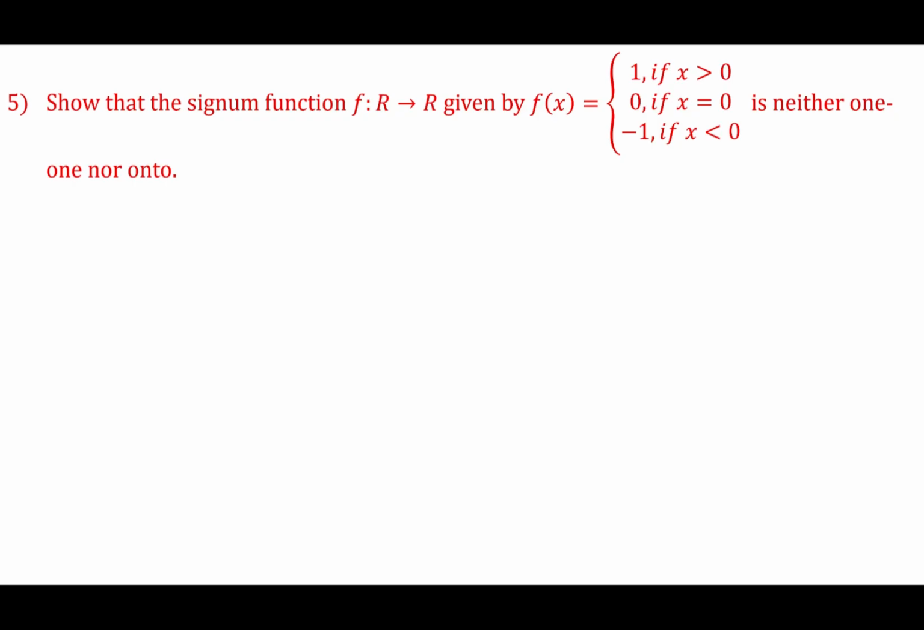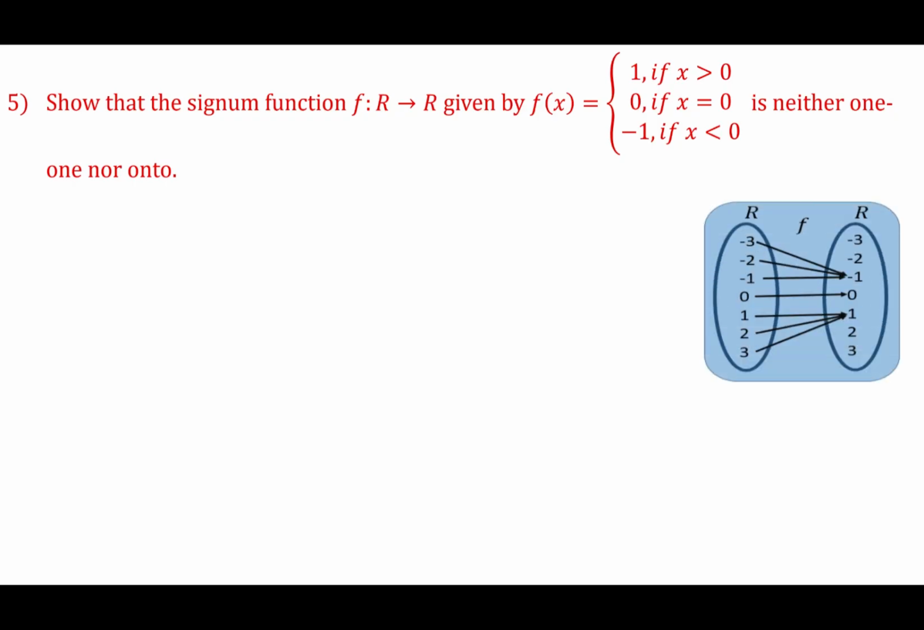At first, draw a rough diagram so that you get more idea. The domain is all real numbers and the codomain is also all real numbers. So I just consider a few numbers with negative, 0 and positive. Now, if you see this diagram, all negative numbers, which means less than 0, give the result negative 1. So many elements of the domain give one image. That means the given function is not one-one.